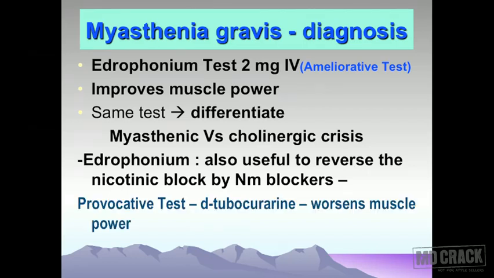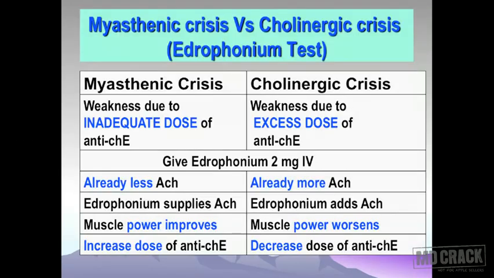The second test is not much useful. It's called the provocative test by giving D-tubocurarine, but it's going to worsen the muscle power, and the test could be harmful. Now we come to what is myasthenic crisis and cholinergic crisis, and using edrophonium test for differentiation. You can have a look at the slide and listen to me.